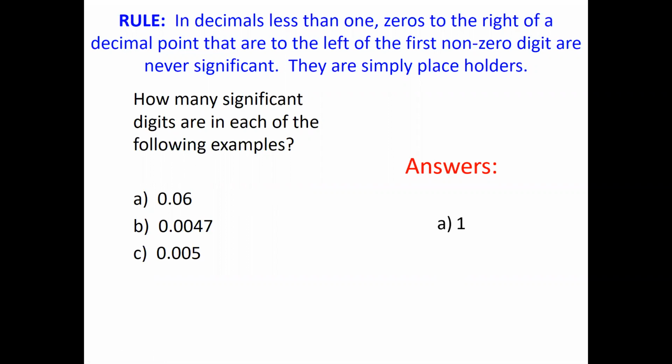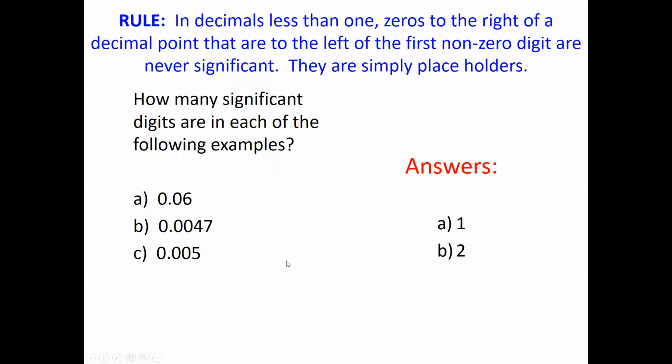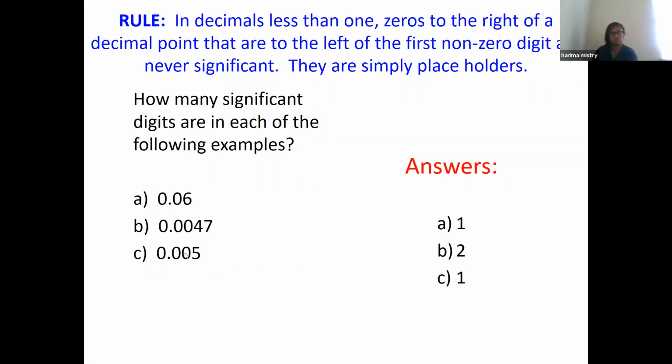Anybody? 2, 2. Thank you. And what about C? 2. I got another one. Yeah, C would have just one. That's right. These zeros right here are considered insignificant. So we're just looking at those numbers. All right. One more.